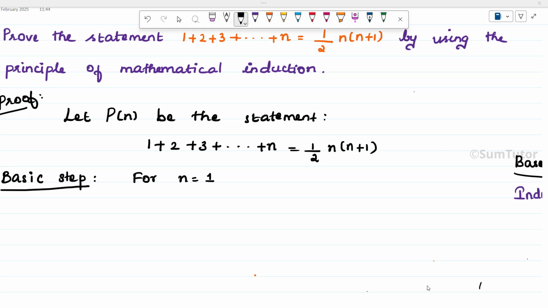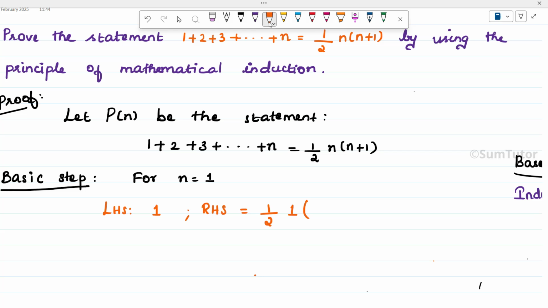First is the basic step. Basic step means we have to prove for n = 1. For the LHS, in the place of n we have to replace 1. Therefore the LHS value is 1. Similarly for the RHS, in the place of n we have to replace 1.